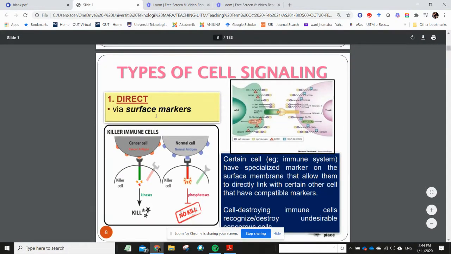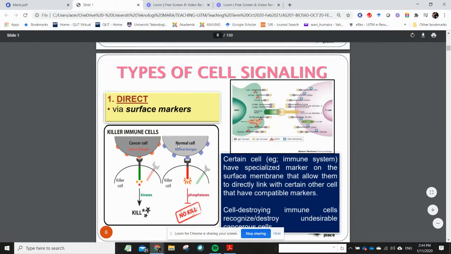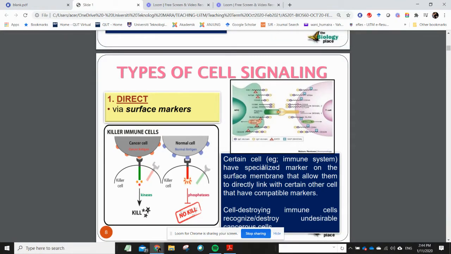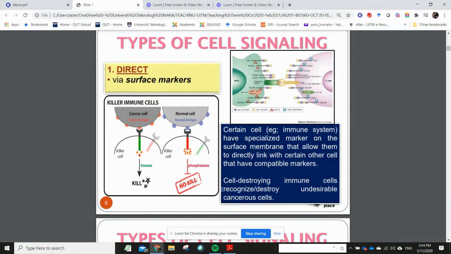Okay, next, surface marker. So it's considered direct. A certain protein present on the surface membrane. So this marker can bind to a compatible or specific molecule or marker. Okay, example here, cell destroying immune cell. If you read in immunology, that cell has a surface marker. Usually immune cells have surface markers that can recognize undesirable cancerous cells.